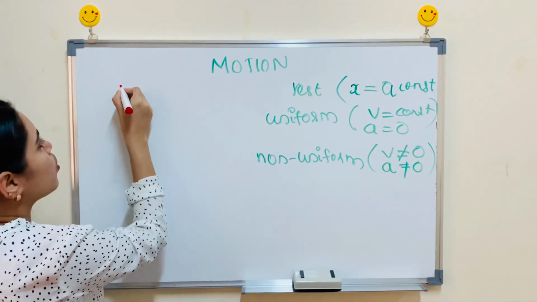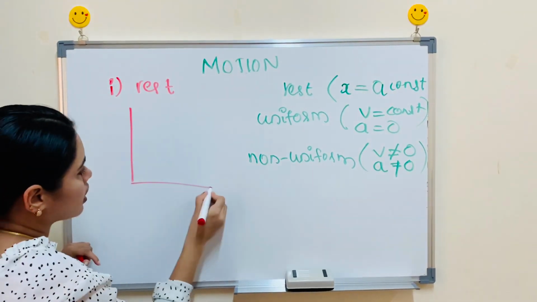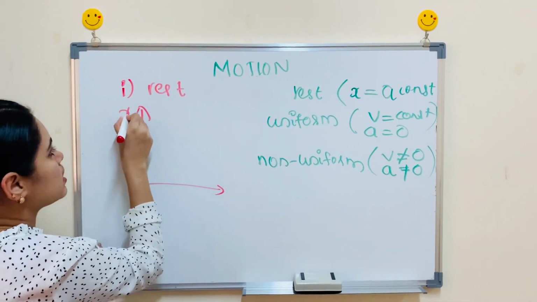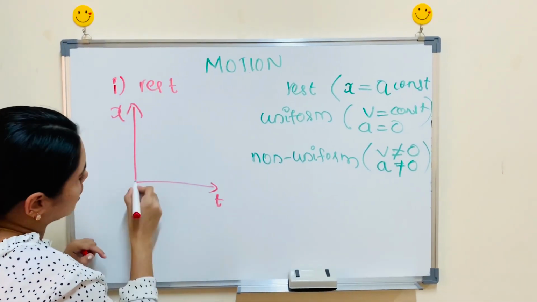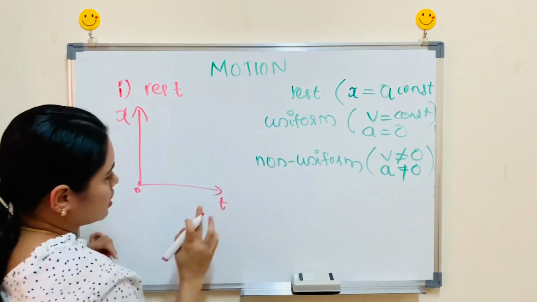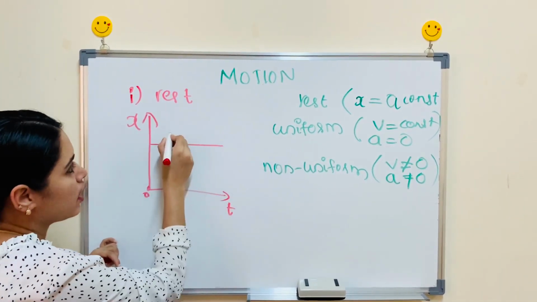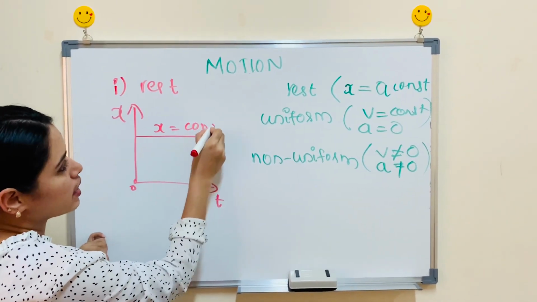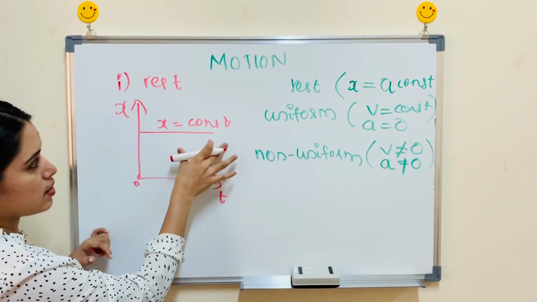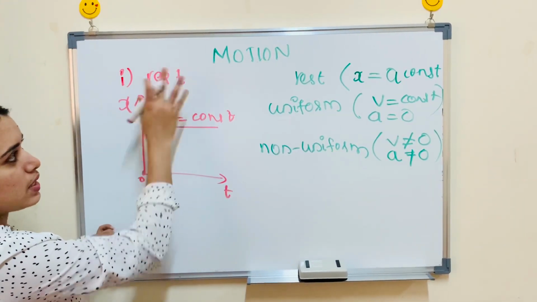First, when the body is at rest, its position time graph will be: position is taken on the y-axis and time is taken on the x-axis. Here position is a constant, so the graph will be a line parallel to the x-axis, where x is equal to a constant. This is the position time graph for a body which is at rest.